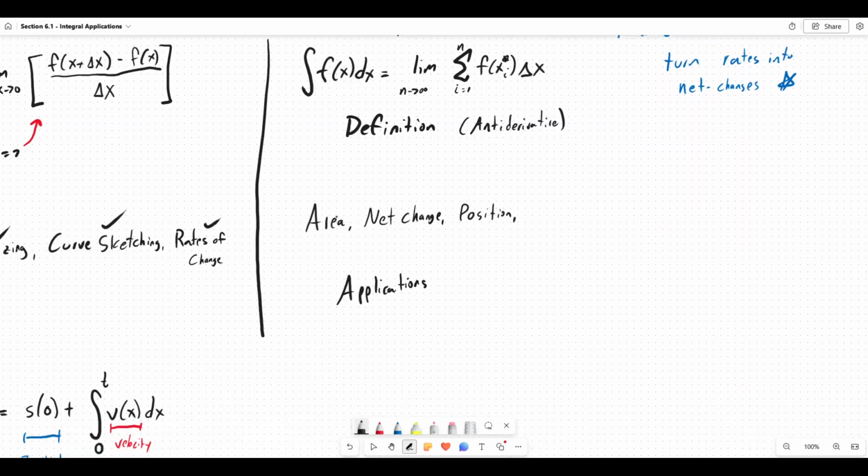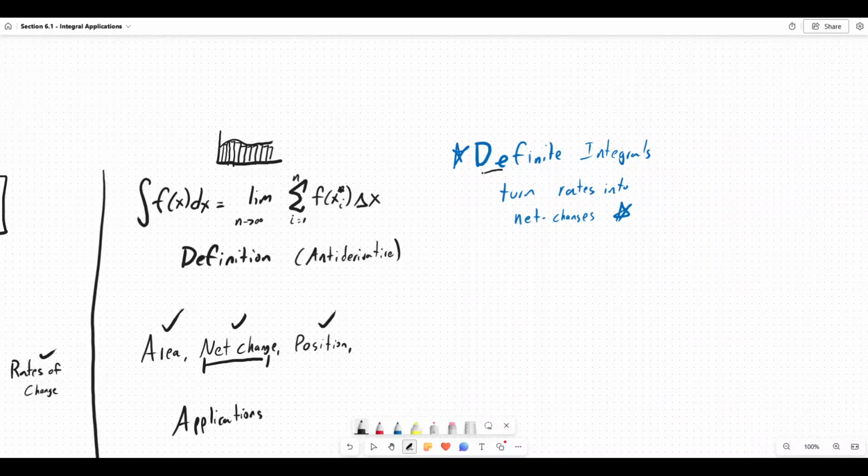Now, what are some applications that we can have? Well, we were motivated to find area, but what we want to look at today is this concept of net change, which is going to allow us, using definite integrals, to turn a rate of change function into what's sometimes referred to as a net change function, where we are able to describe, for example, where are we at? If we knew what rates we were changing to get here, can we undo that? And the answer, of course, is yes.